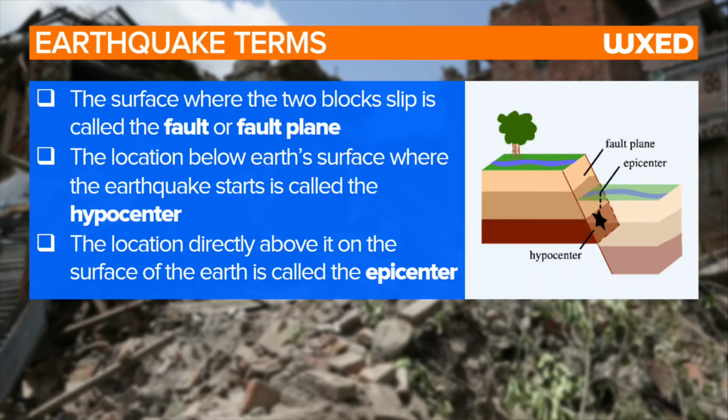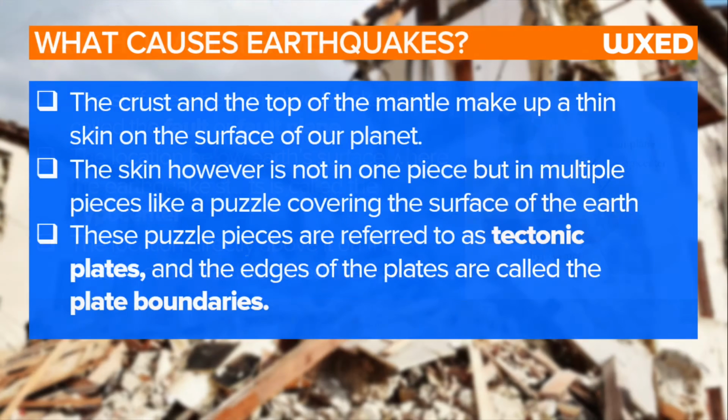Now, let's talk about some earthquake terms. The surface where the two blocks slip is called the fault or fault plane. The location below Earth's surface where the earthquake starts is called the hypocenter. And the location directly above it on the surface of the Earth is called the epicenter, as depicted in the picture toward the right. Now, what causes earthquakes?